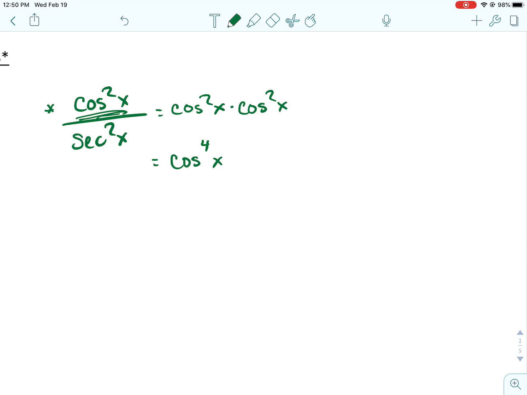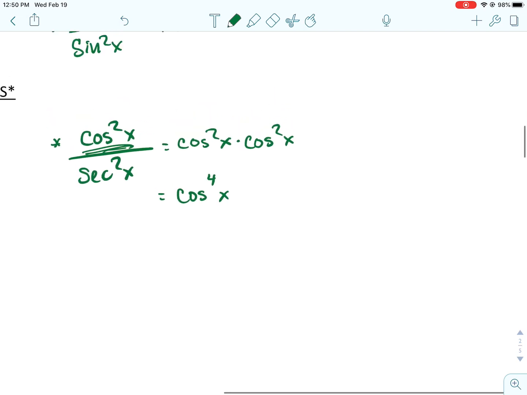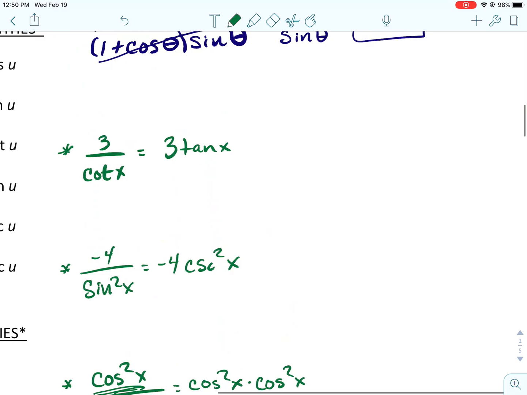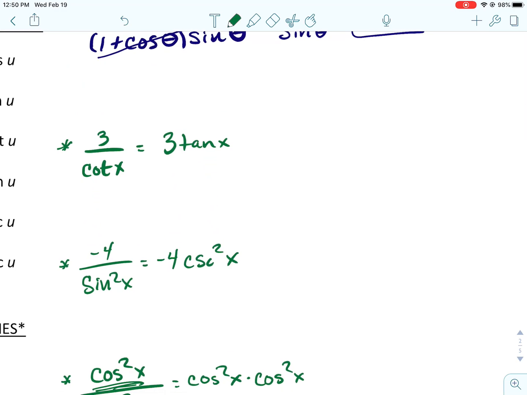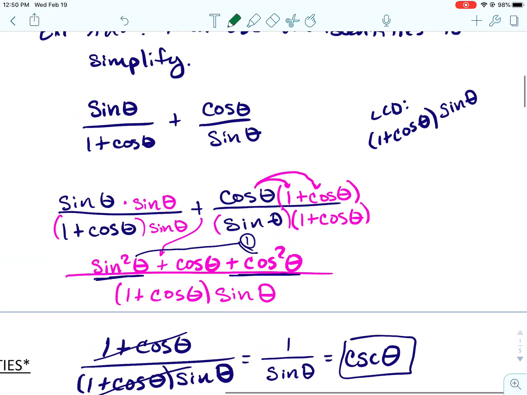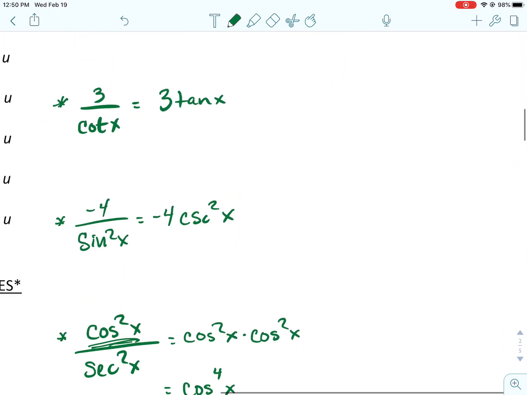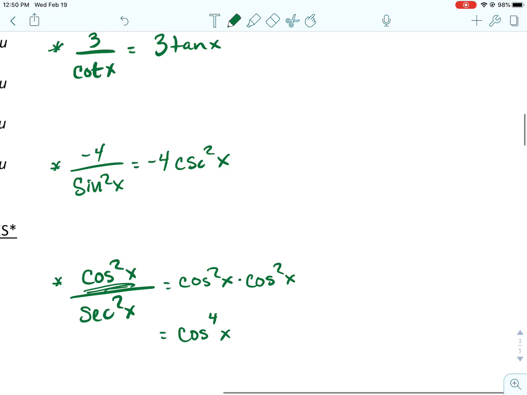Right, so as long as there is only a single term in the denominator, like a single secant squared, a single sine squared of x, a single cotangent of x, we can use the reciprocal identities. Now on one like this one, we could not use it because it has that +1. So we can't just move cosine of theta up and change it to secant. We cannot do that. All right, any questions?